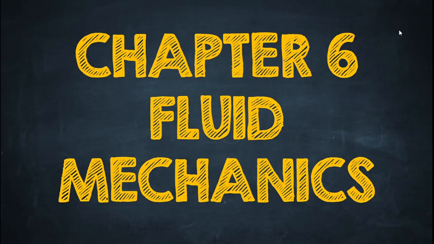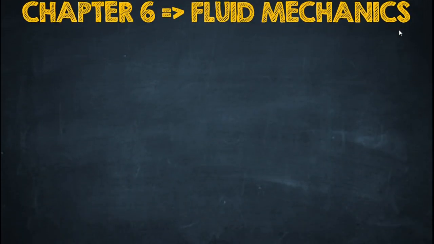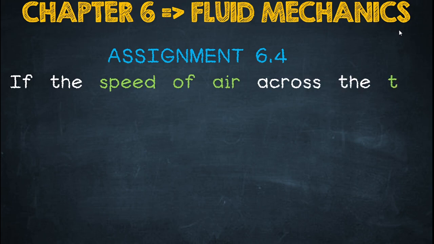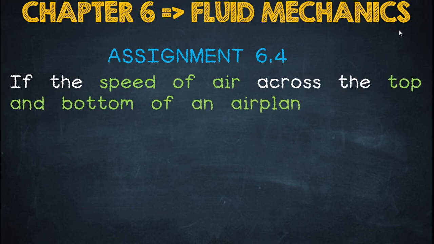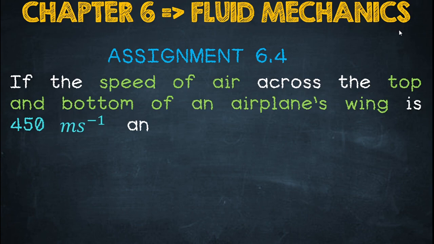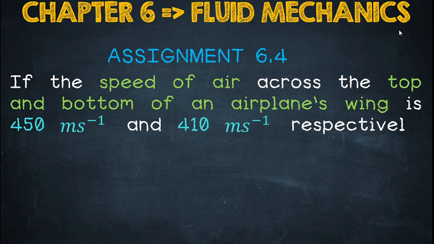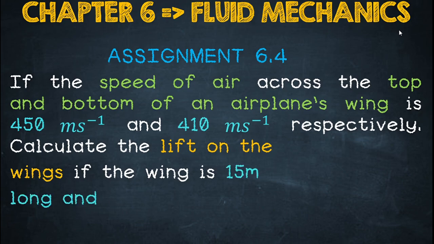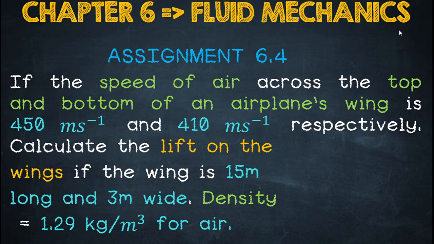Bismillahirrahmanirrahim. In chapter 6 fluid mechanics, we are going to do assignment 6.4 today. The statement is: if the speed of air across the top and bottom of an aeroplane's wing is 450 meter per second and 410 meter per second respectively, calculate the lift on the wings. If the wing is 15 meter long and 3 meter wide, the density of air is 1.29 kilogram per meter cube.